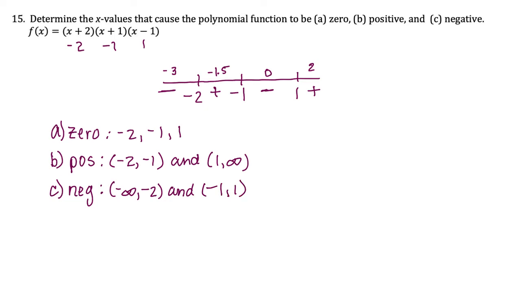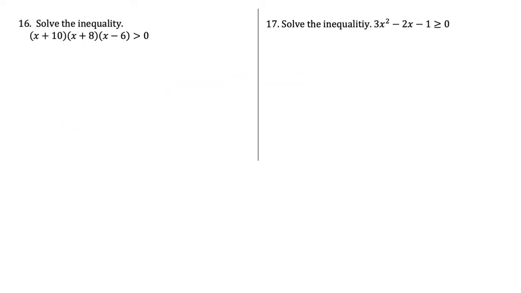All right. Okay, number 16, we're solving this inequality. So it's going to be the same thing again. We're going to pull this value negative 10, negative 8, and 6. And so with this, we're going to put these on the number line. We've got negative 10, negative 8, and positive 6. And we need to see where we're at as far as positives and negatives.